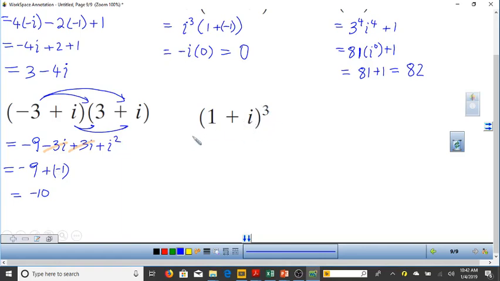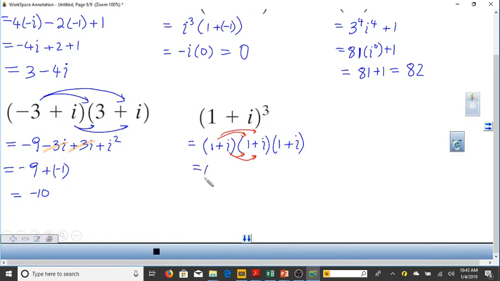Now, let's see what we get when we raise it to the power 3. And of course, raising something to the power 3 means you're multiplying it by itself 3 times. So we use the associative property here. We multiply the first term times the second term, and then we'll multiply the third afterwards. So we're going to multiply 1 times 1 is 1. 1 times i is i. 1 times i again is i, and i times i is i squared. So we end up with 1 plus i plus i plus i squared.